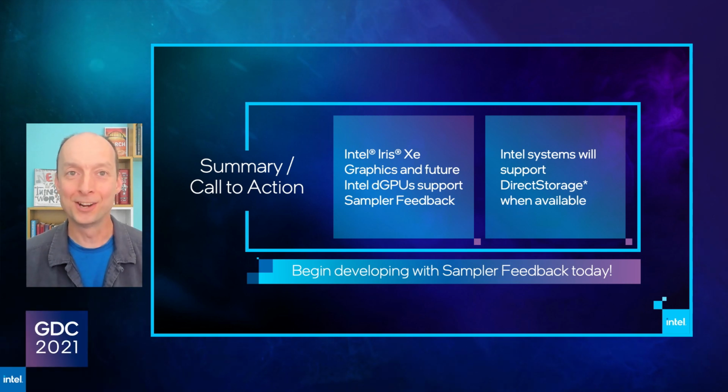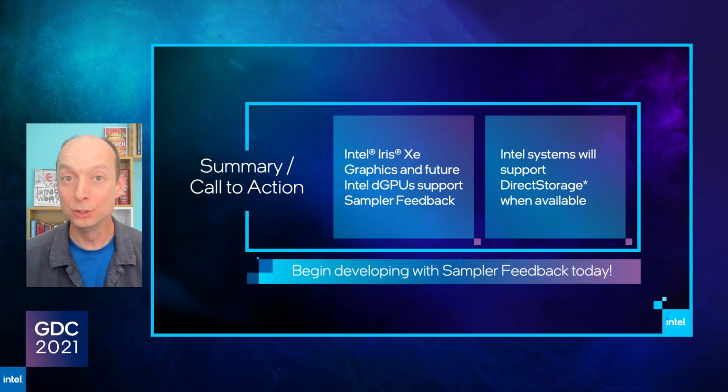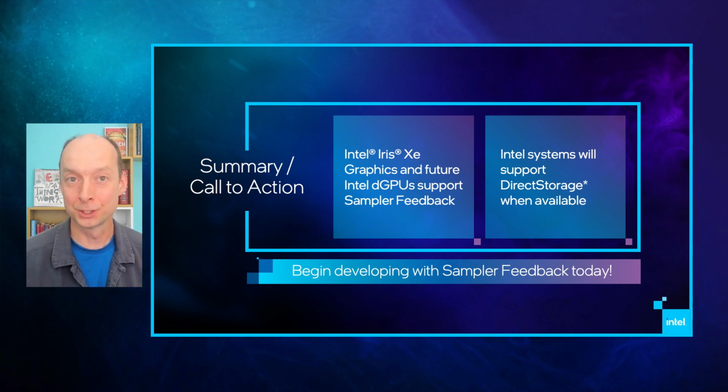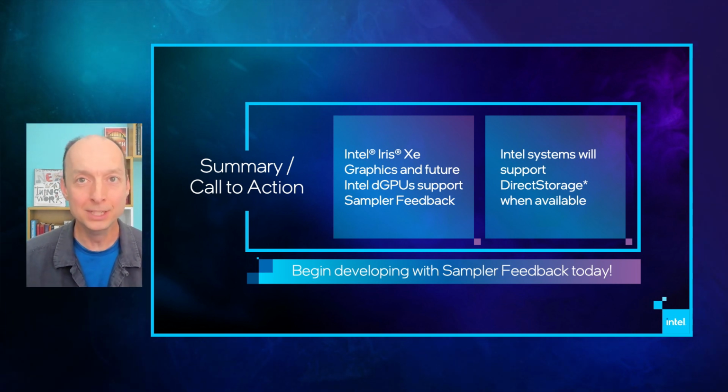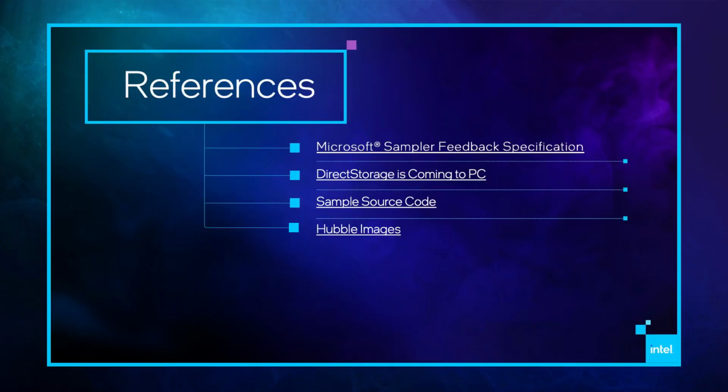Concluding, current Intel Iris Xe graphics processors and future Intel discrete GPUs support sampler feedback, so you can try building applications using it for texture space shading and sampler feedback streaming today. And Intel is ready when DirectStorage is available. DirectStorage will make streaming even easier to implement while improving efficiency. Thanks for watching. To learn more, follow the links provided.